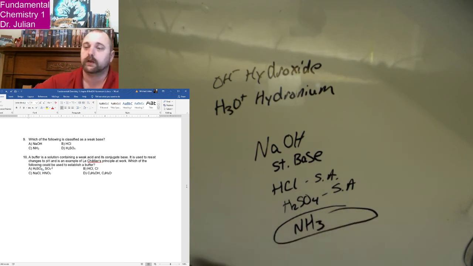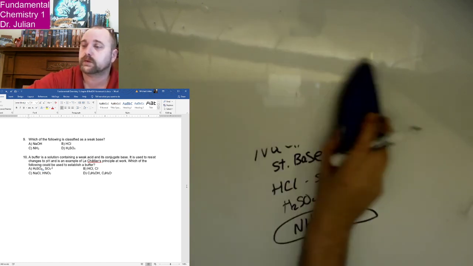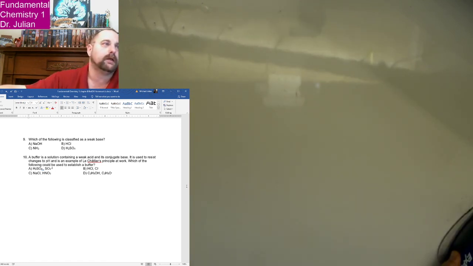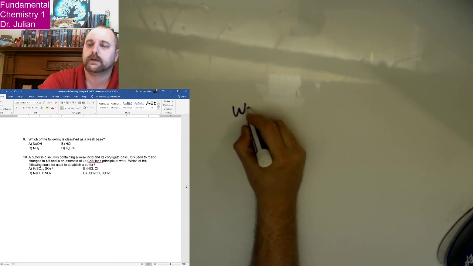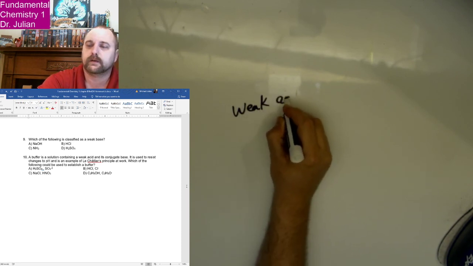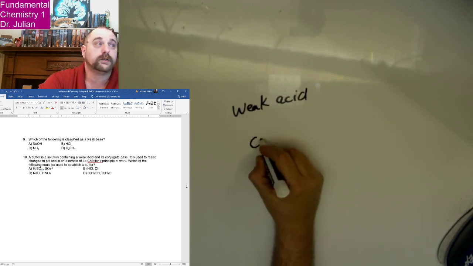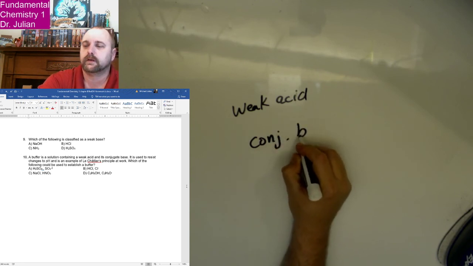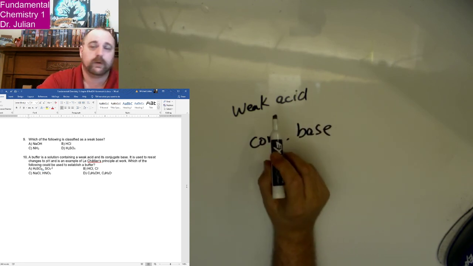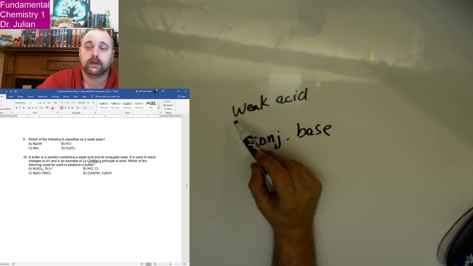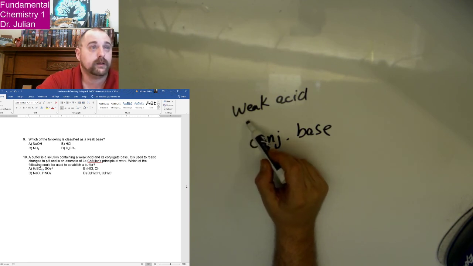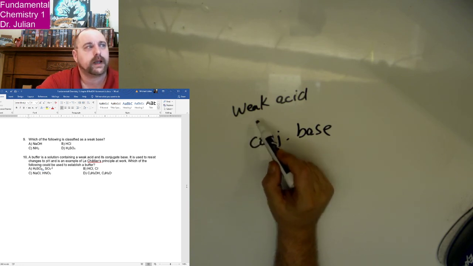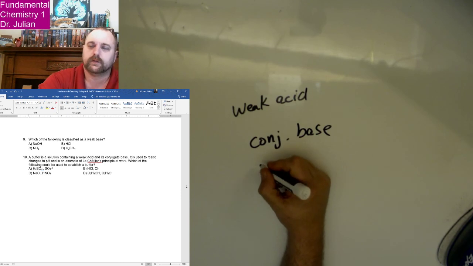And so we want a buffer. So here's what this question's asking. We want a weak acid and its conjugate base. In other words, what's left after? So H2SO4 is a strong acid. HCl is a strong acid. NaCl is a salt, and HNO3 is nitric acid. That's a strong acid. So let's look down here.